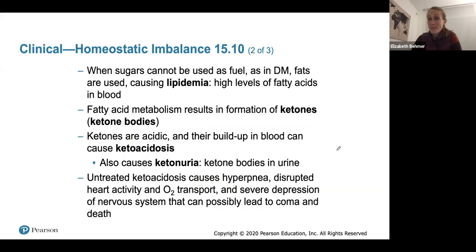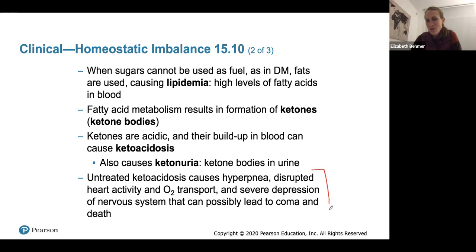When sugars cannot be used as fuel in diabetes mellitus, fats are used, which cause lipidemia, which leads to high levels of fatty acids in blood. Fatty acid metabolism can form ketones. Ketones are acidic, and their buildup can be called ketoacidosis, which can lead to ketone bodies in the urine. Untreated ketoacidosis can cause disrupted heart activity and oxygen transport, severe depression of the nervous system that can possibly lead to coma or death.